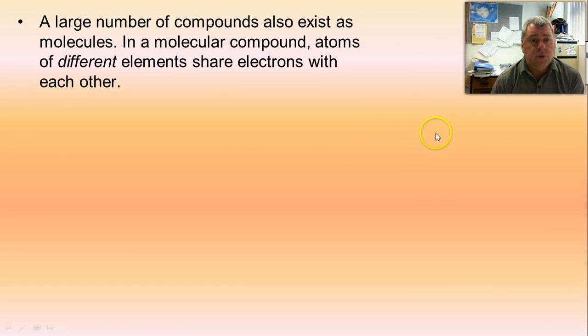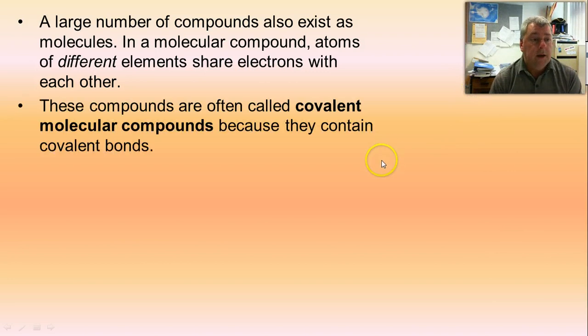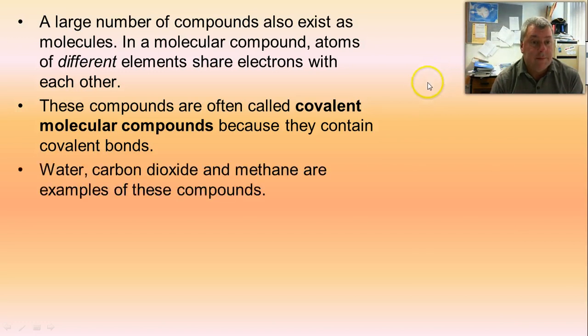So a large number of compounds also exist as molecules, and these are made up of atoms of different elements, which share electrons and therefore have covalent bonds. And I've mentioned a couple before already. These compounds are all called covalent molecular compounds, all substances, but compounds because they contain covalent bonds and they're made up of more than one element. And that's the definition of what a compound is. So there's a little bit of terminology thrown your way, so make sure you get your head around it and you can use it properly in sentences.